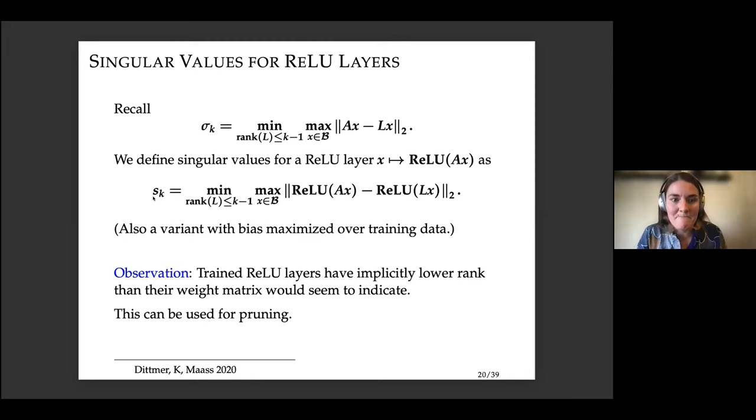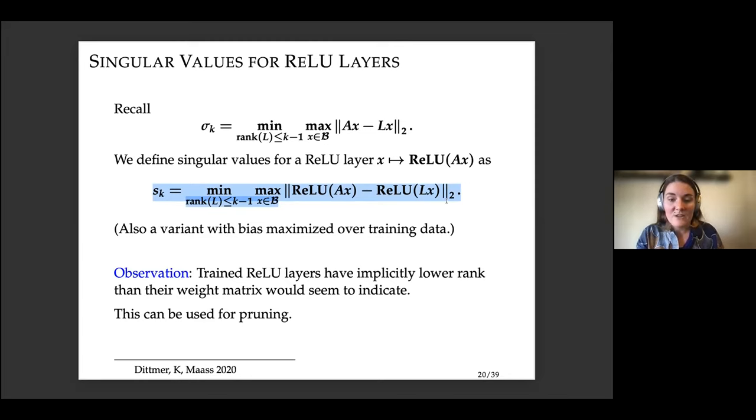But what follows in this initial section is more empirical. I should also mention, I have this little parenthetical comment here. The few proofs that there are in this particular paper involving these ReLU singular values are about this thing that I have just defined for you.